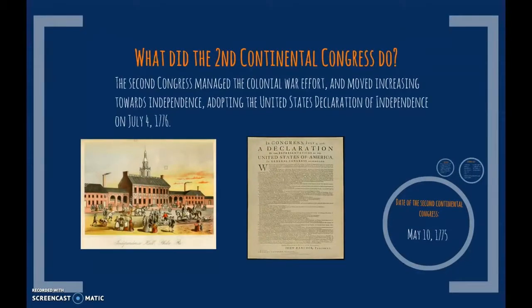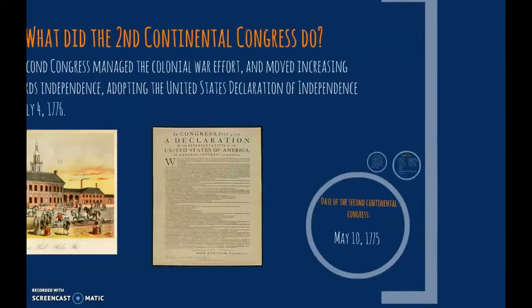What did the Second Continental Congress do? The Second Congress managed the colonial war effort and moved increasingly towards independence, adopting the United States Declaration of Independence on July 4, 1776.